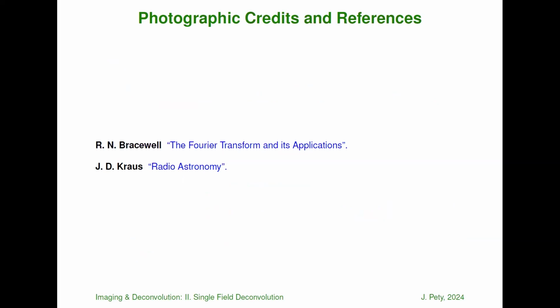To prepare those two first lectures, I used two books: The Fourier Transform and Its Applications from Bracewell, and the radio astronomy book from Kraus. It's an old one, but I think it's a pretty clever one. That's all for this lecture.